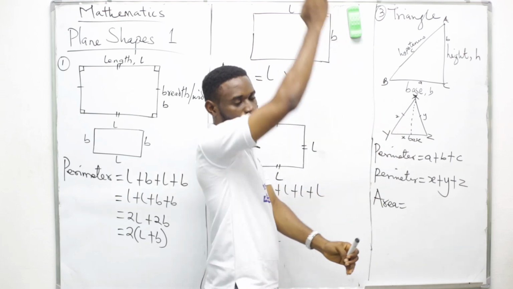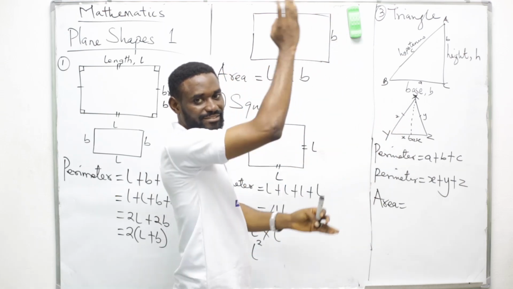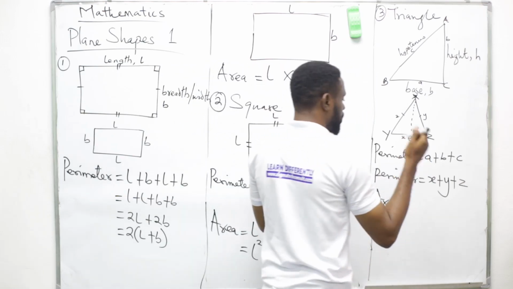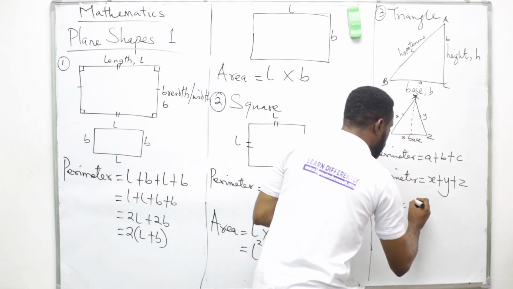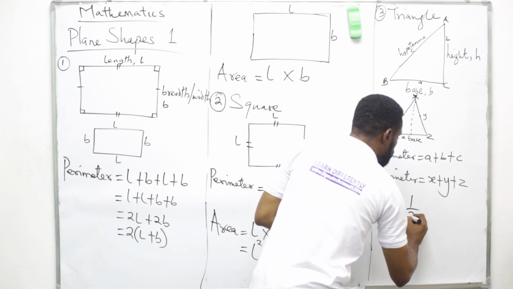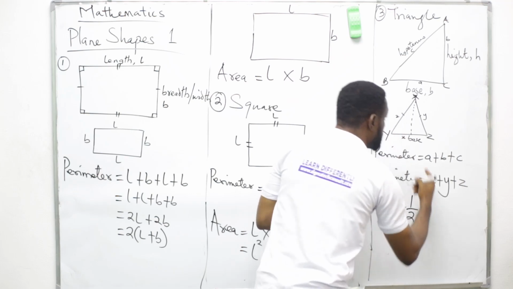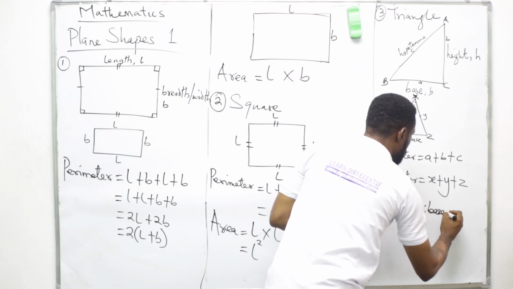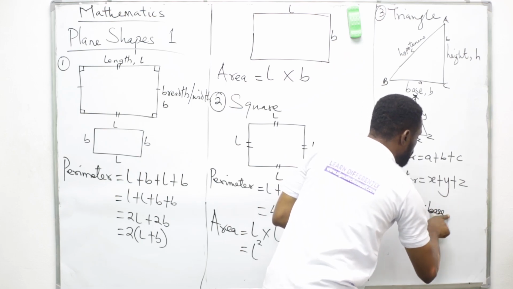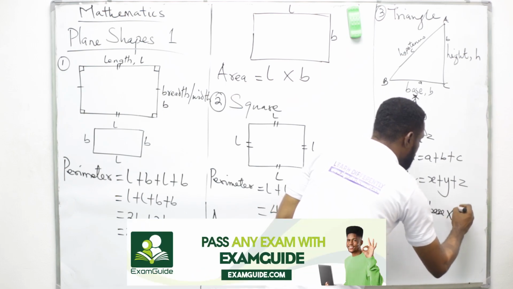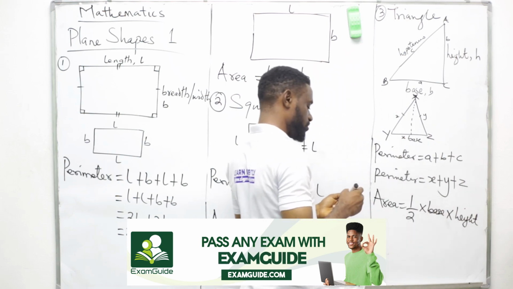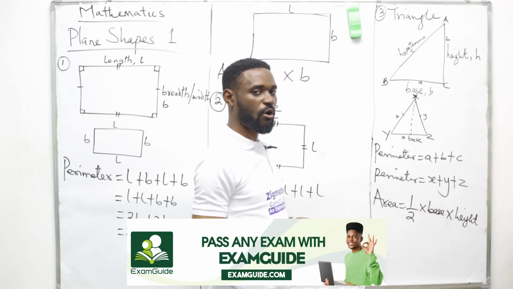The height is the length or the height of the triangle, how long the triangle is. So that gives us half of, 1/2 times the base of the triangle times the height of the triangle gives us the area.